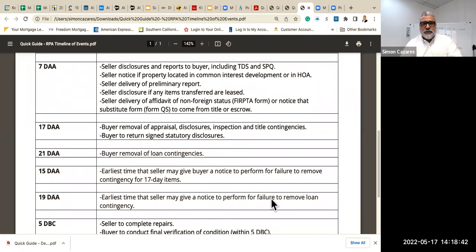So again, 17 days to release loan contingency is very, very important. And if you need that extra time, then this is where you've got to be proactive from the very beginning, 2, 3, 4, 5 days, even before. If the 17 days is not going to happen, then you must ask for an extension of time, okay?